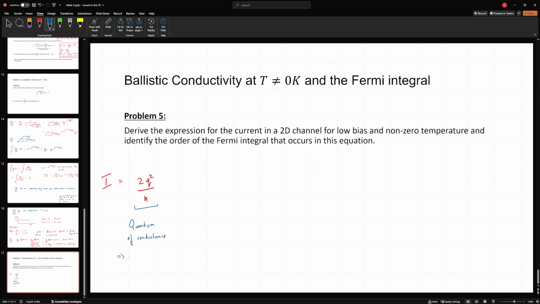Which is equal to the conductance of a single ballistic mode. Okay, so the value of this quantity will come out to be, and this again has been done in class, but just for the sake of completeness, I will evaluate it again here.